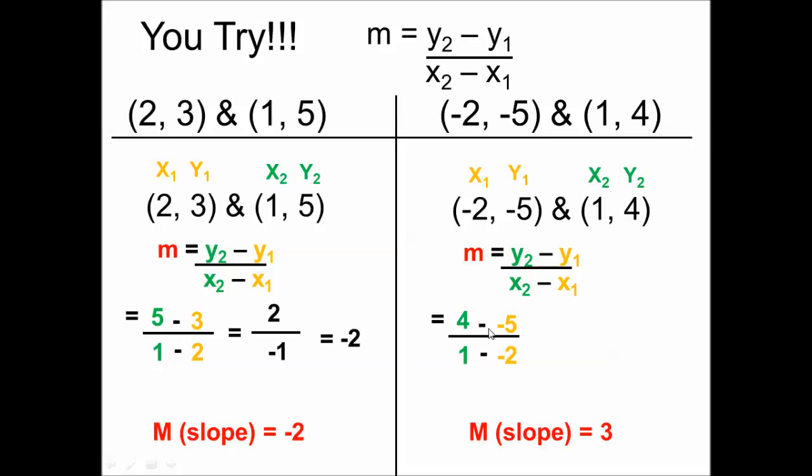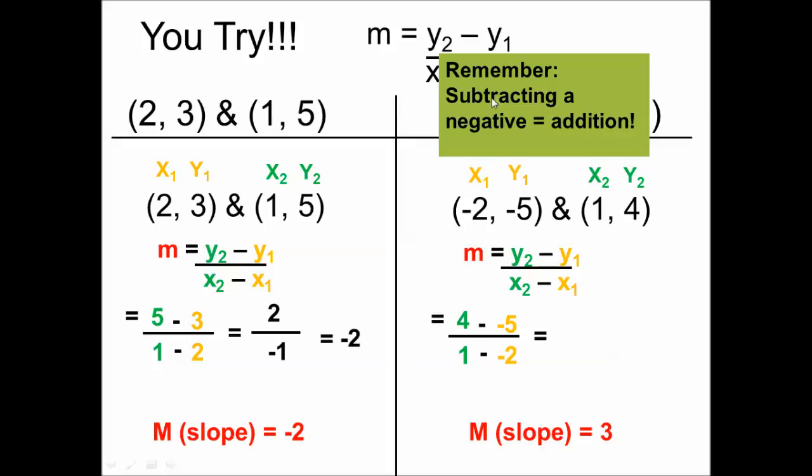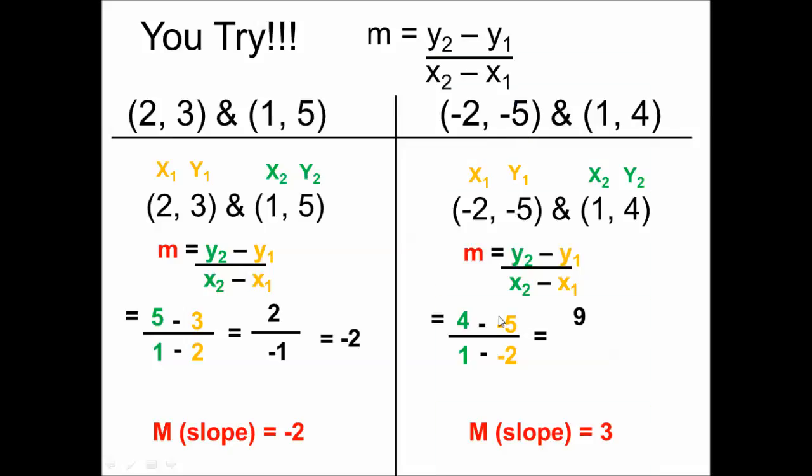So you have to write minus negative. And with this, remember, if you subtract a negative number, that's actually the same thing as adding them. So when we say 4 minus a negative 5, I'm really just saying 4 plus 5. So therefore I'm going to get an answer of 9, and same thing here. 1 minus negative 2, that's the same thing as 1 plus 2. So therefore I'm going to get 9 divided by 3. When we do that, we get an answer of 3.